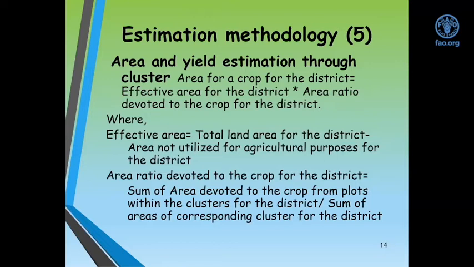Effective area is the total land area of the district, subtracted by the area not utilized for agricultural purposes in the district. It means government reserve forest, restricted area, big rivers or urban area. Those are not cultivated for agricultural purposes. And the area ratio devoted to the crop of the district is the sum of the area devoted to a crop from the plots within the clusters for the district, divided by the sum of the areas of the corresponding clusters for the district.